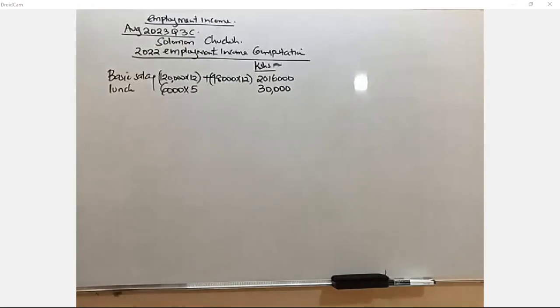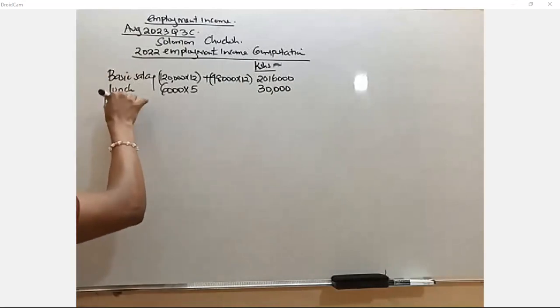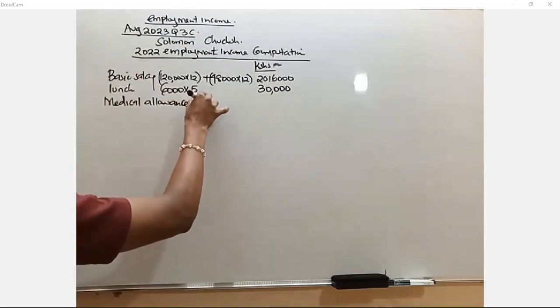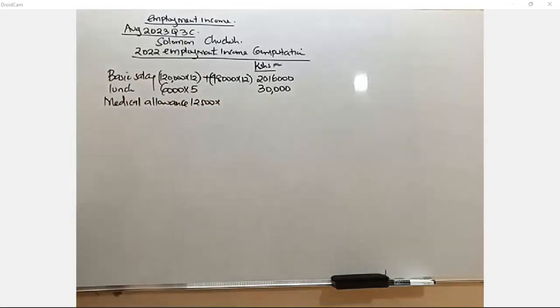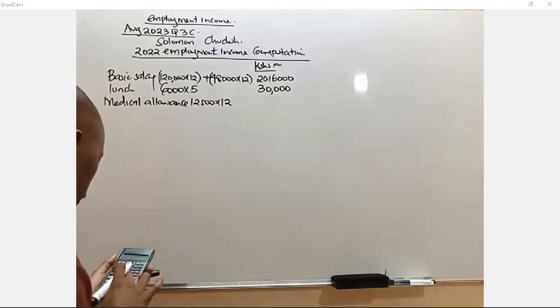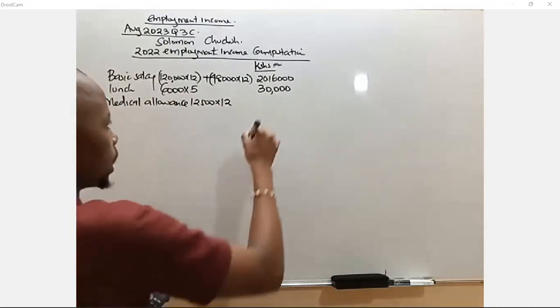Right? Next one, we've been told he enjoys a medical allowance from the company, which is only applicable to senior managers. And we said that when the medical allowance is discriminatory, it should be a taxable benefit. So in this case, he was provided with a medical allowance of 12,500, per month, so we multiply by 12 here. 12,500 times 12, we get 150,000.